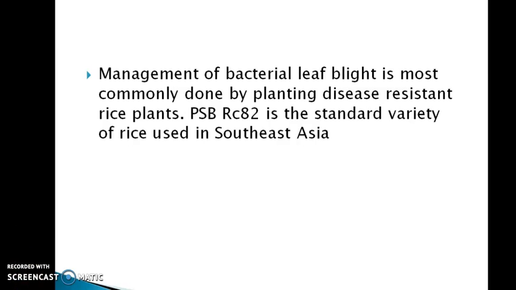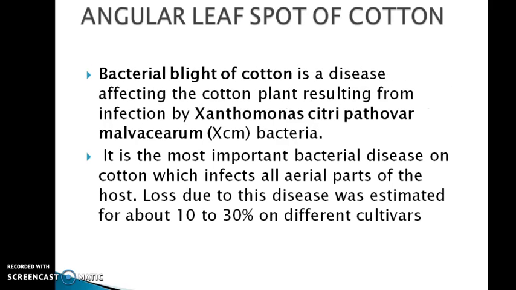Management of bacterial leaf blight is most commonly done by planting disease-resistant rice plants. PSB RC82 is the standard variety of rice used in Southeast Asia. And the next bacterial disease is angular leaf spot of cotton. It is also known as bacterial blight of cotton. It is a disease affecting the cotton plant resulting from the infection by Xanthomonas citri pathovar malvacearum.